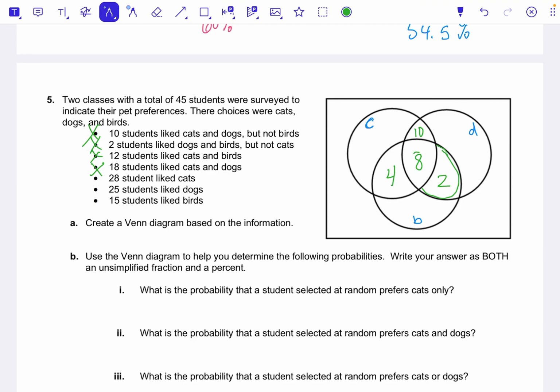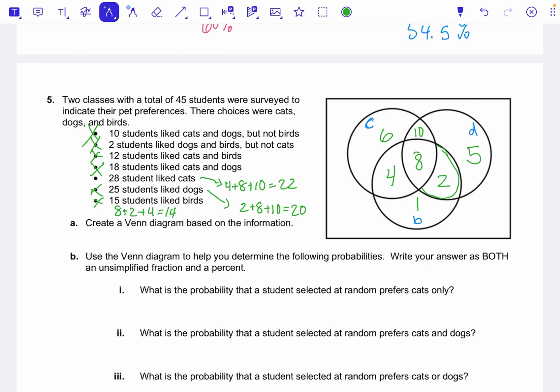Then I have 28 students that liked cats only. So if I notice so far in my cat group, I have 4 plus 8 plus 10, which is 22. 28 minus 22 would get me 6 that should go in the cats only category. And I'm going to treat all of these similarly. So with dogs, I have 2 plus 8 plus 10, which is 20. And 25 minus 20 is 5. And last but not least, with the birds, 8 plus 2 is 10, plus 4 is 14, which leaves one person who likes birds only.